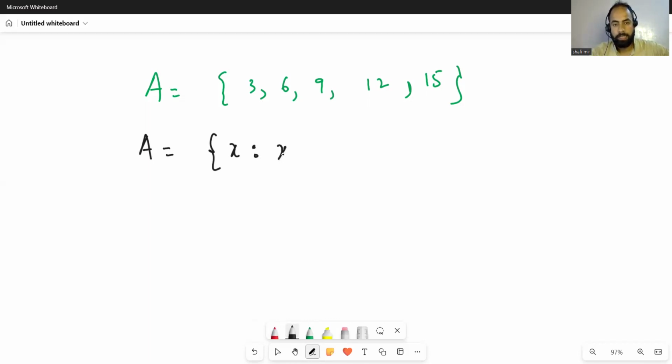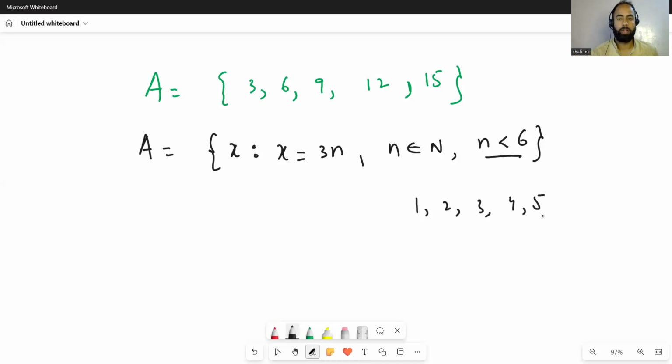So such that X equals 3n. What is 3n? 3n means multiples of 3. And what is this n? n belongs to the set of natural numbers, and n is less than 6. Understood? So X is a multiple of 3, but up to 5 only. That's why I have written n is less than 6. So n will go 1, 2, 3, 4, 5, up to 5 only.